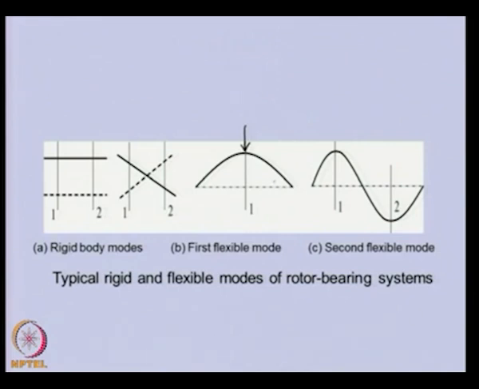So, if you want to balance the first mode, a single plane is enough. But when we come to the second mode, you can see this is a full sine wave, and to balance this we require 2 forces, because this will diminish the amplitude here and here. So, up to the second mode we require 2 planes to balance. This is the basic principle of flexible mode and rigid mode balancing.